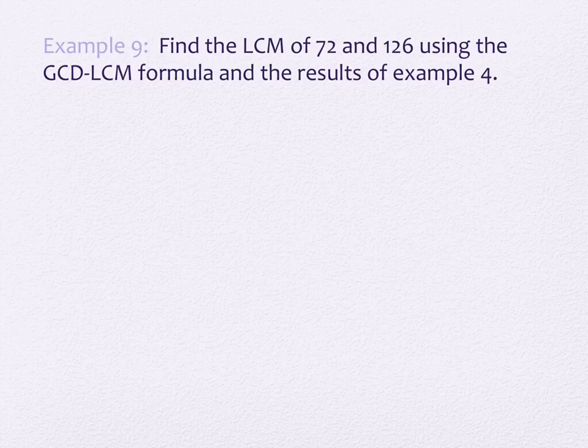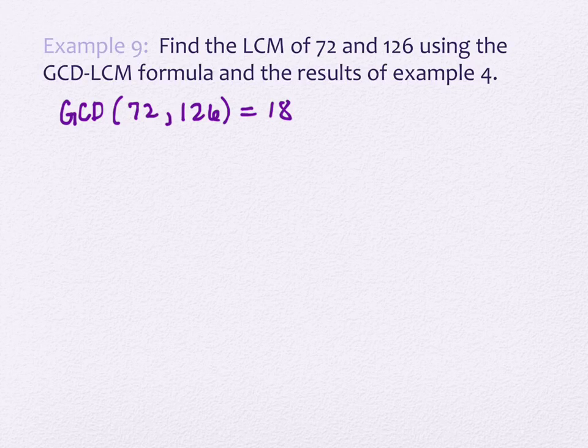We found the greatest common divisor in example 4 of 72 and 126. So flip back in your notes and find the greatest common divisor of 72 and 126. It is 18. Okay? So we're just getting that from a previous problem. We're not recreating the fact.